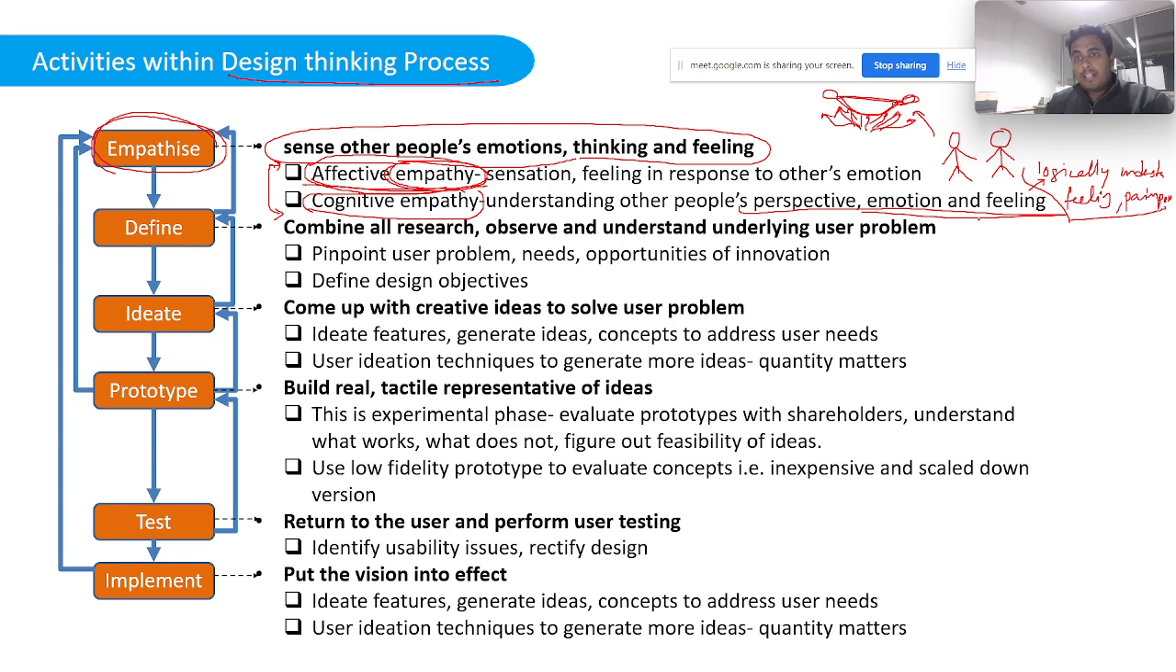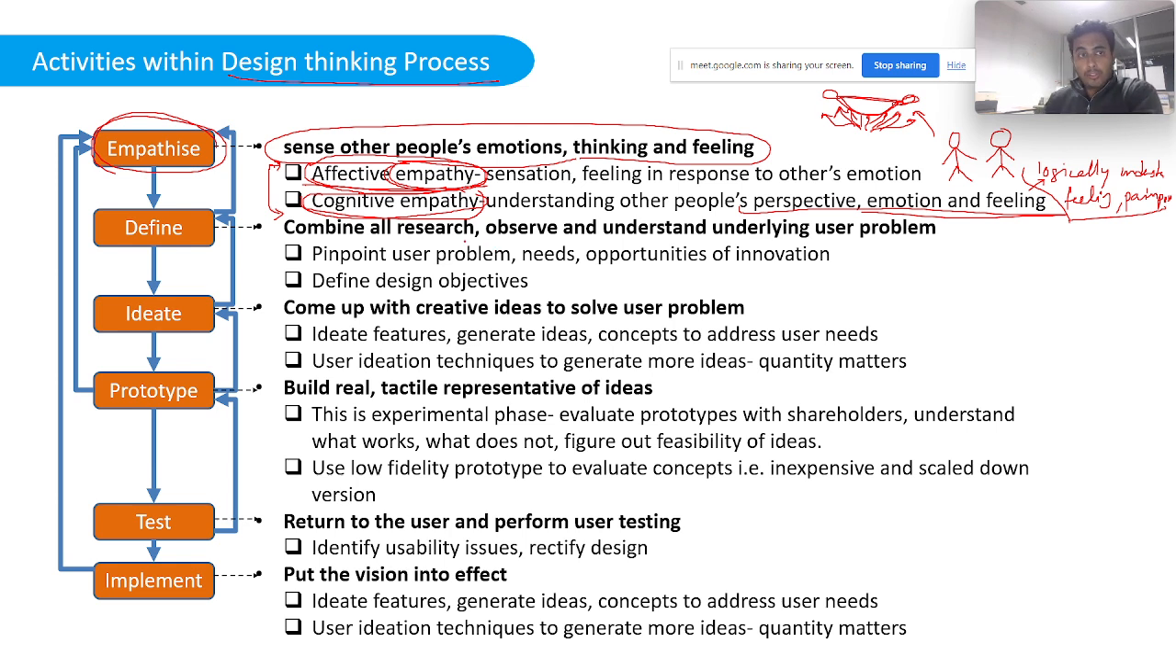But if you have to design something for a person who is not known to you, but based on various videos or other information you come across his feelings and sensations, you logically try to understand his feelings. Those kinds of empathetic information come under cognitive empathy, and both of these two types are important.